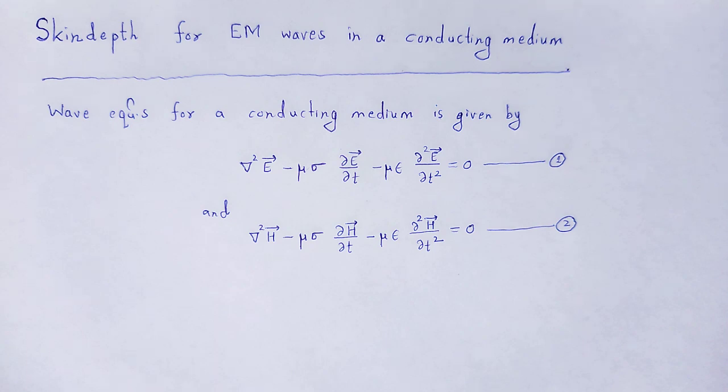In this video, we are going to discuss skin depth for electromagnetic waves in a conducting medium. Let's begin. When an electromagnetic wave is propagating through a conducting medium, then it penetrates a certain distance across that conducting medium. Technically, we call it skin depth or penetration depth. Here, we derive an expression for skin depth when an electromagnetic wave is propagating through a conducting medium.